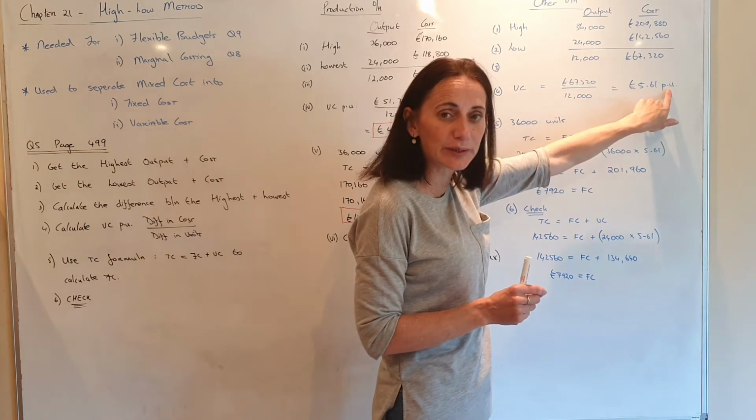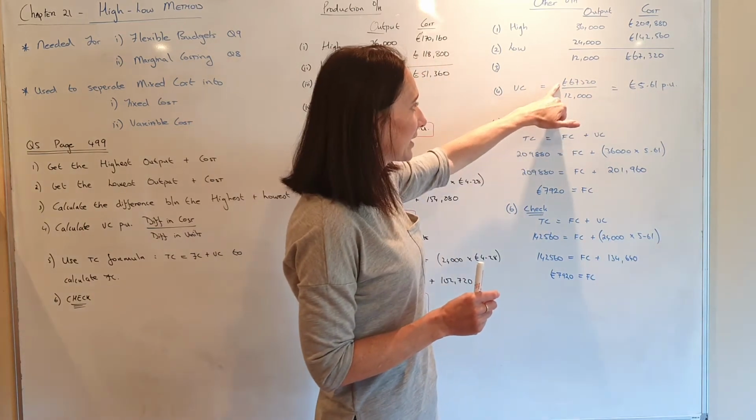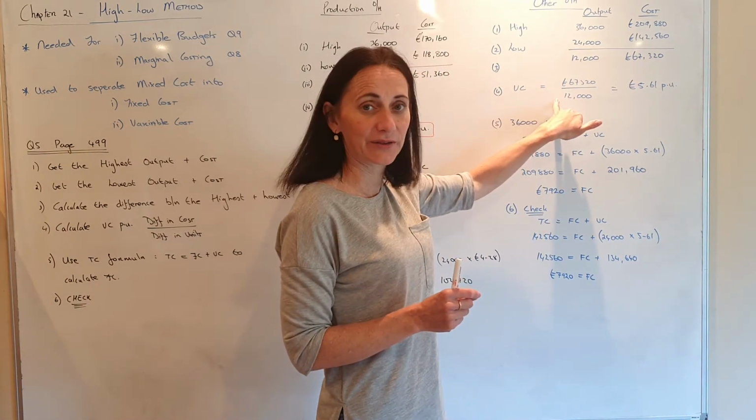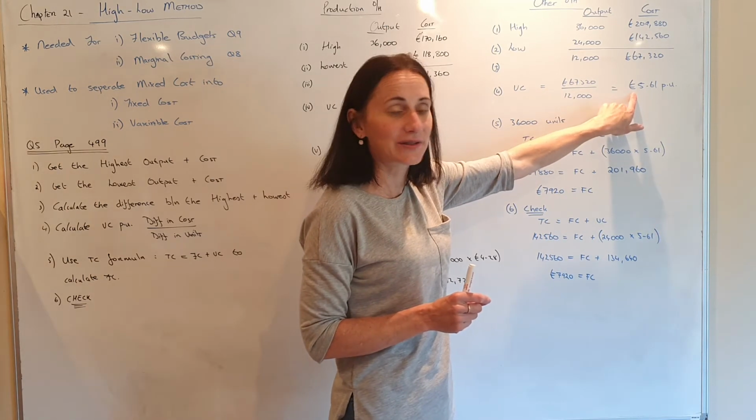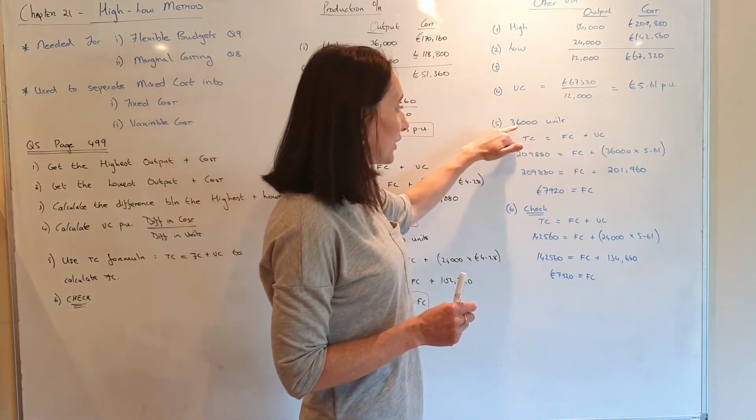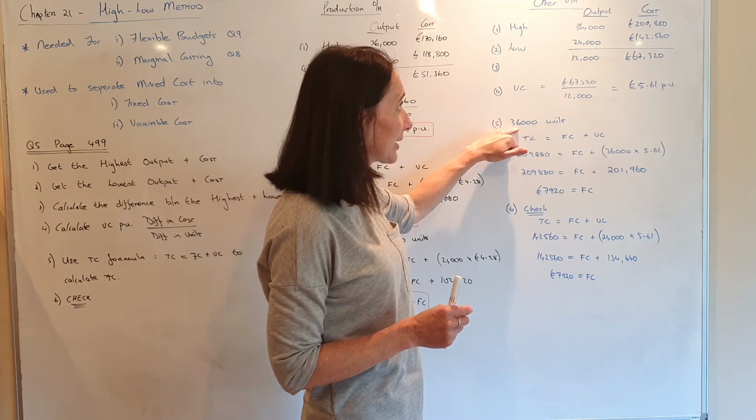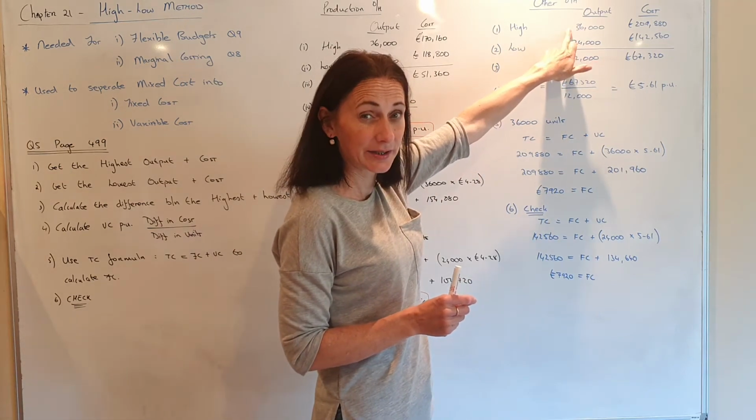Remember, this PU is per unit. So it's 67,320 divided by 12,000. So per unit it's 561. Then you're going to look at what happens with 36,000 units, because 36,000 was my highest output.